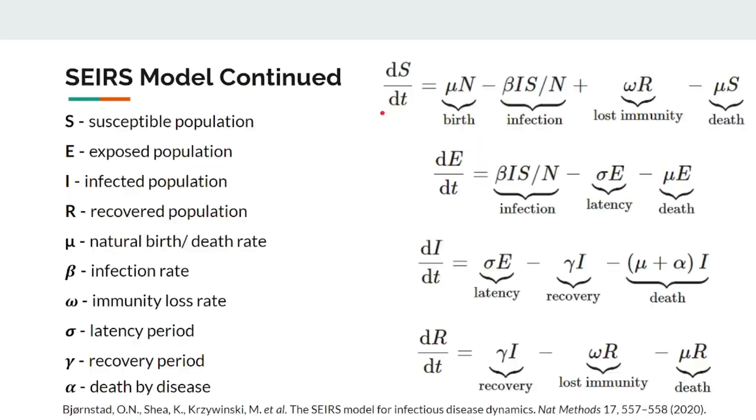To introduce SEIRS, the model, there's the four equations that you see on the screen. And these have many parameters which describe how disease is transferred. You have a susceptible population represented by S, an exposed population, an infected population, a recovered population. You also have additional parameters that reflect natural birth and death rate, infection rate, immunity loss rate, latency period, recovery period, and death by the disease, all related with those four equations.